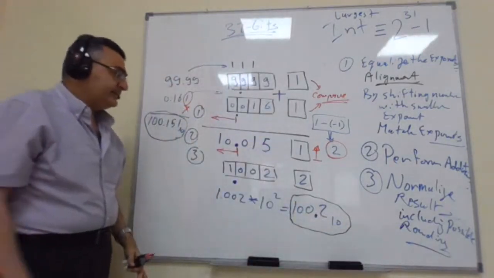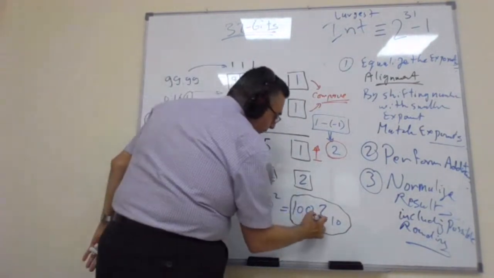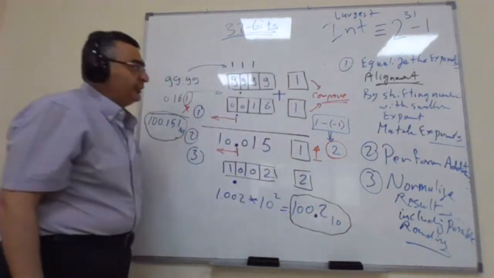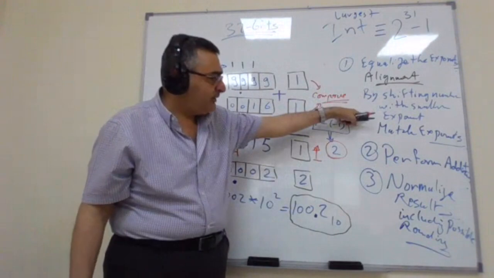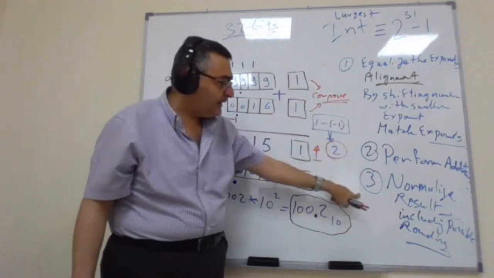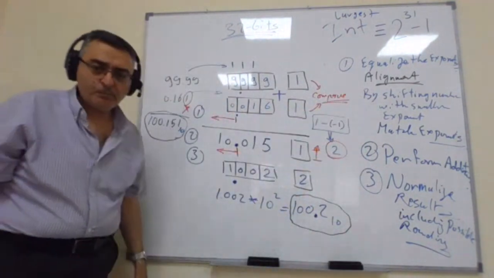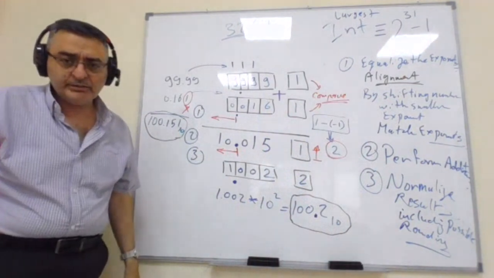So these are actually the steps that we will be following to perform the add operation. Matching the exponents, perform an addition, normalize the results. Okay, we will continue in the next lecture.